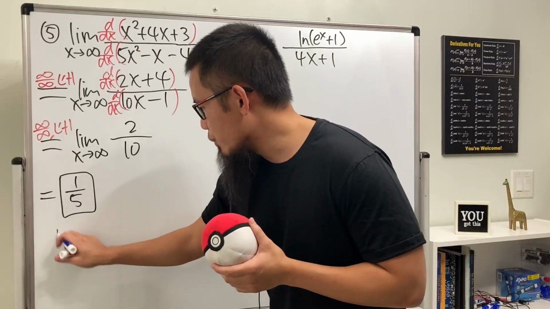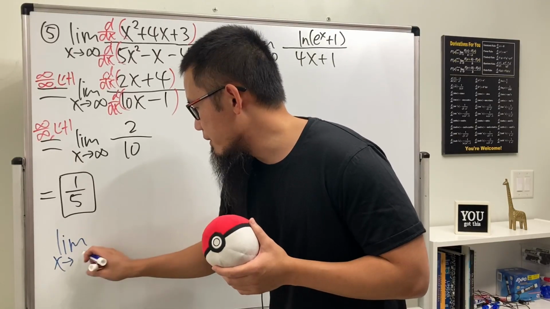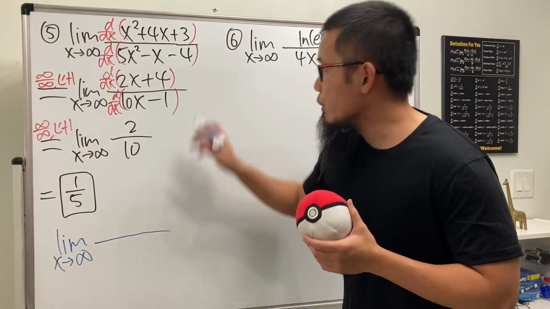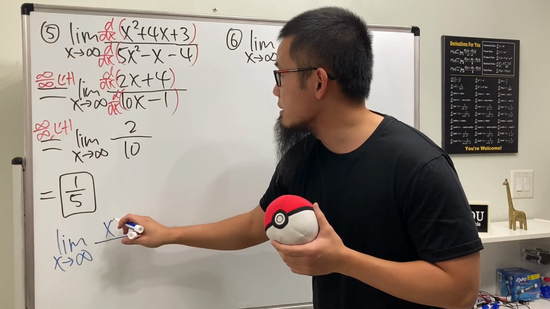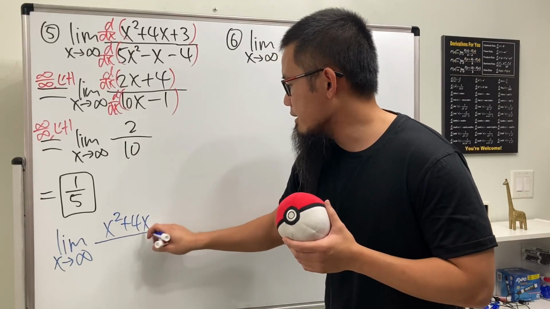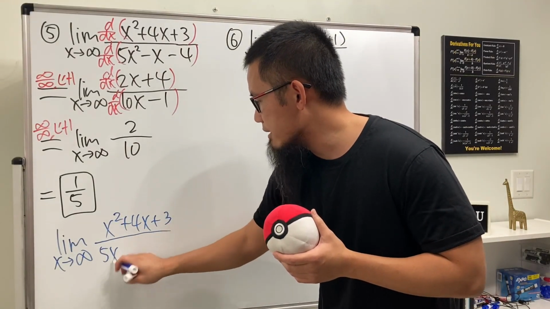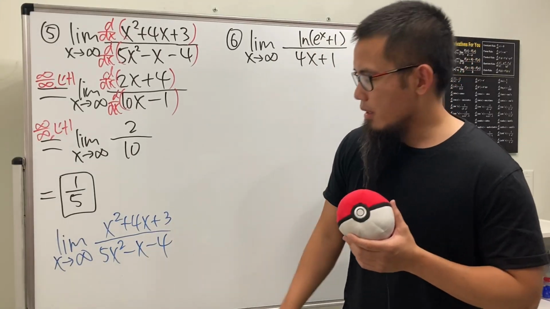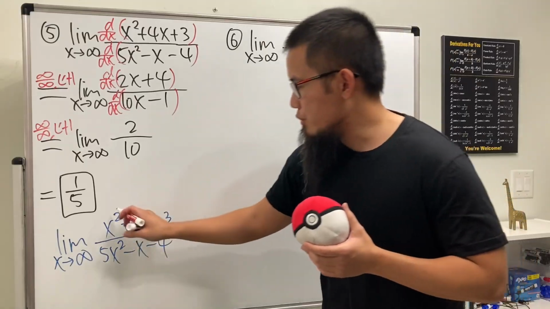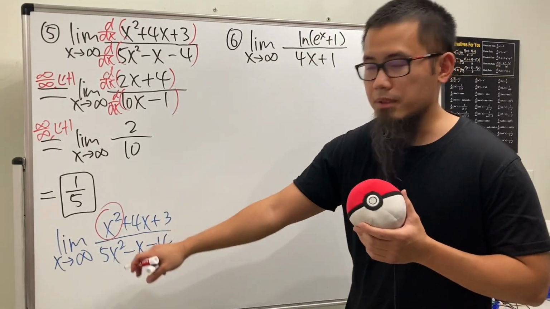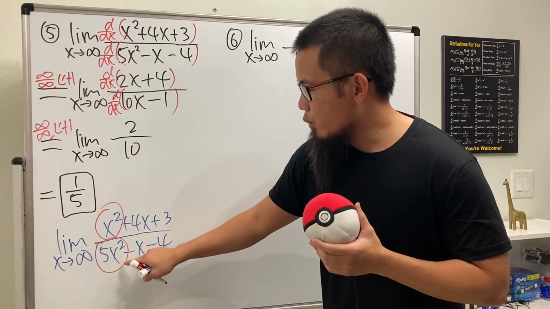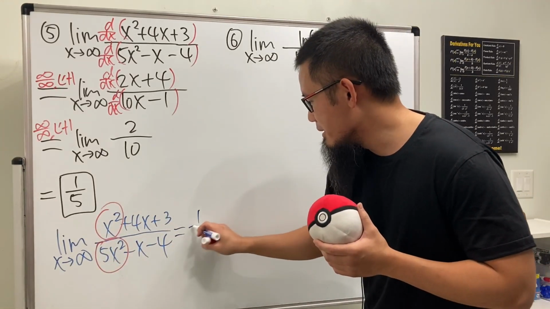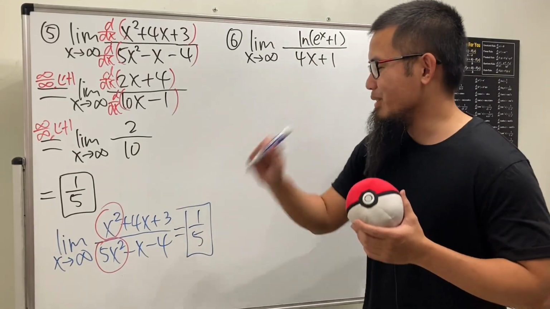So what's the pre-calculus way? Let's look at the limit as x approaching infinity. This only works when x is approaching infinity, and right here we have a rational function. On the top is x squared plus 4x plus 3, over 5x squared minus x minus 4. Pre-calculus way: pick the biggest power of x on the top, which is this, and the biggest power of x on the bottom, which is that. x squared. They are the same power, so they cancel, and we'll just get 1 over 5. Done. So, ladies and gentlemen, this is the pre-calculus way to do it.